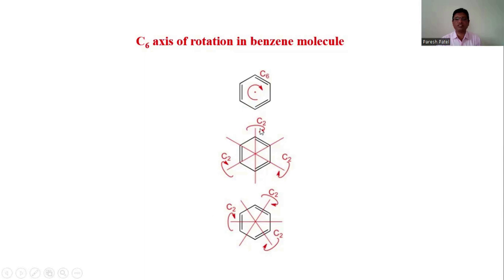Now, what is the meaning of the C2? If we take this imaginary axis, and if we rotate these molecules along this axis around 180 degrees, we get the equivalent orientation position. So the benzene molecule consists of 6 C2s, and C6 is perpendicular to 6 C2s.